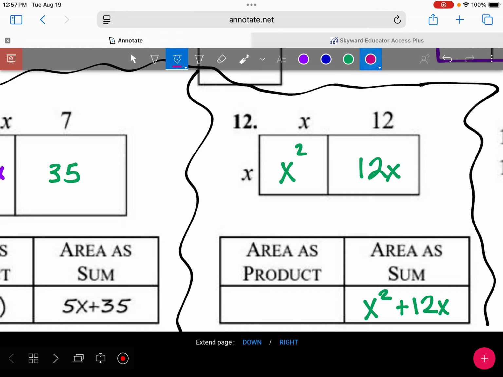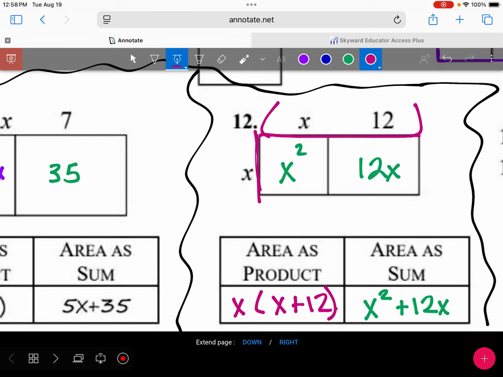How would we put this as a product? X parentheses x plus 12. We're taking our side of x plus 12 times this side of x. So you can do them with the box, we can do them without the box. We've got lots of options. We can do it without the box though.